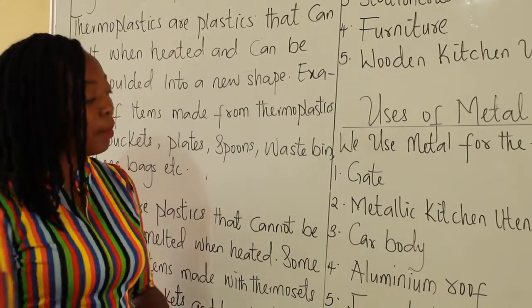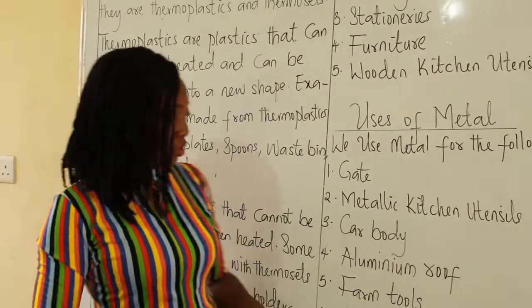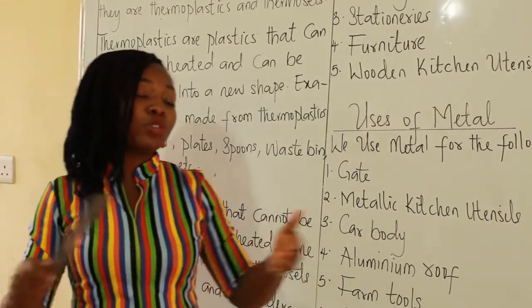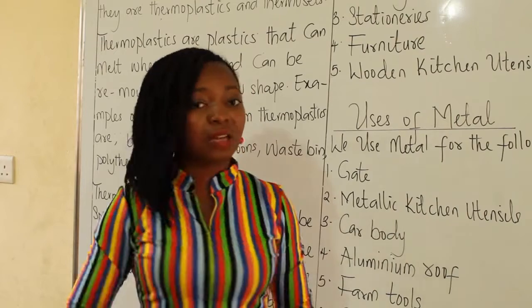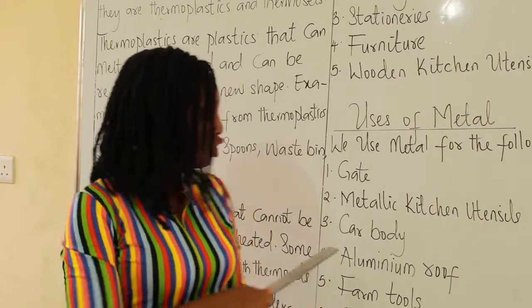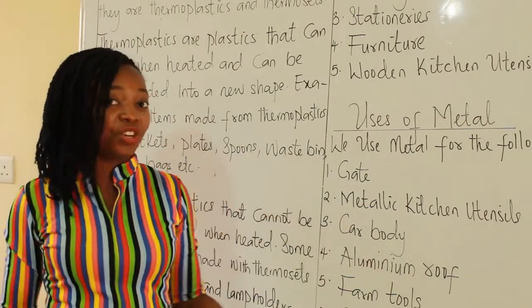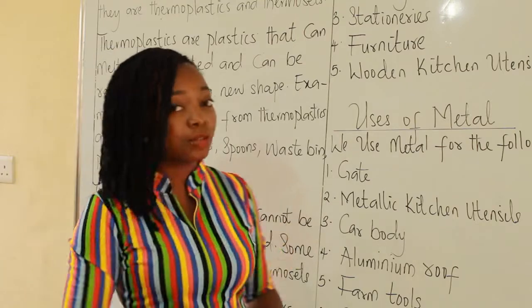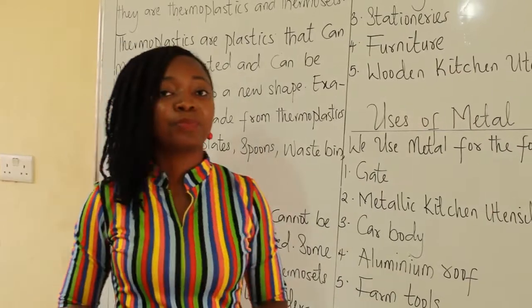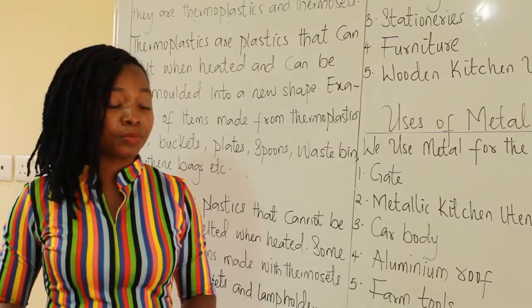Number two, we have metallic kitchen utensils. That's one of the uses of metals. If you look at your kitchen, you see most utensils are made from metallic materials, like the aluminium pots and spoons. Number three, car body. The body of a car is made from metal. Number four, we have the aluminium roof. Most houses today have roofs made of aluminium.